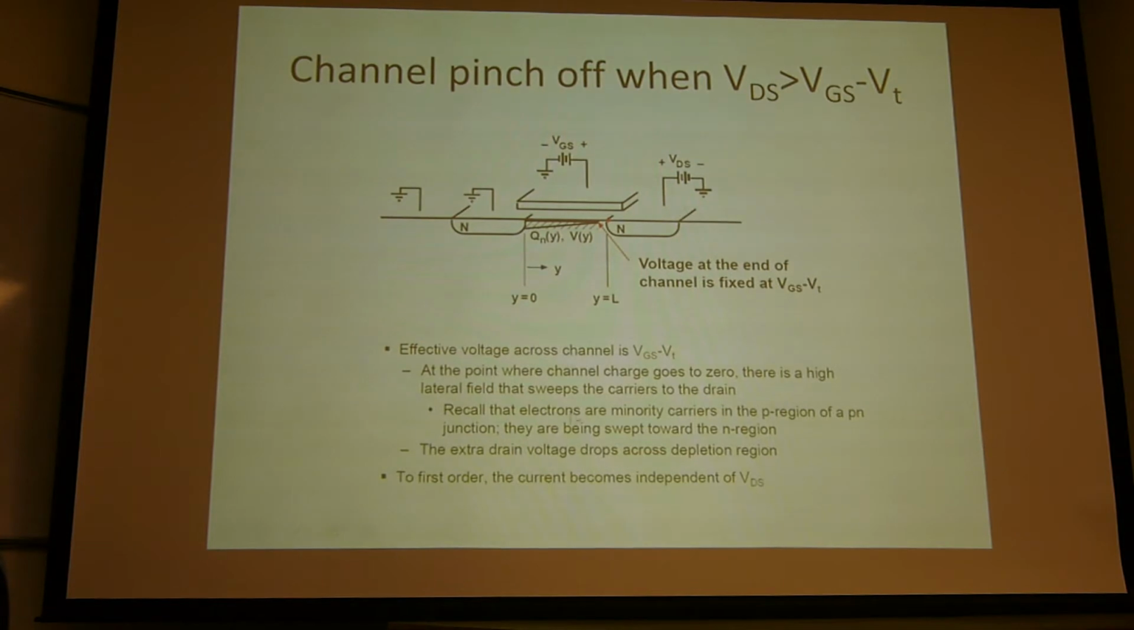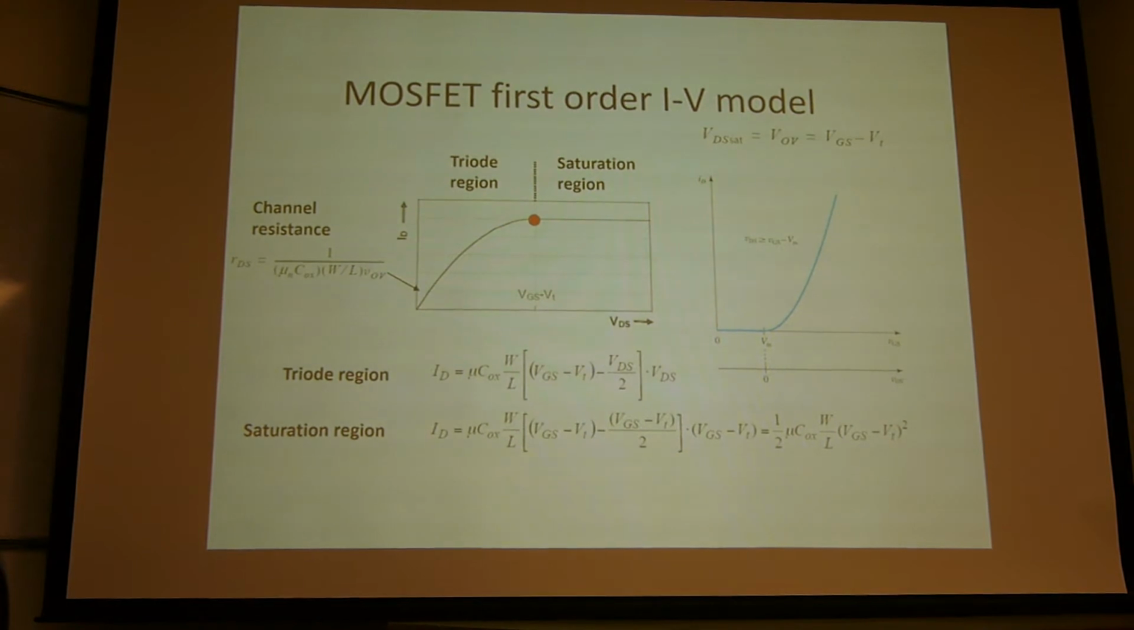So this is the first order assumption. The channel will be pinched off, and then the current will become a constant. That is the saturation current. So if you use that assumption here, then you have a flat line here. That is the saturation region. This is what we have seen before, the ID versus the VDS.